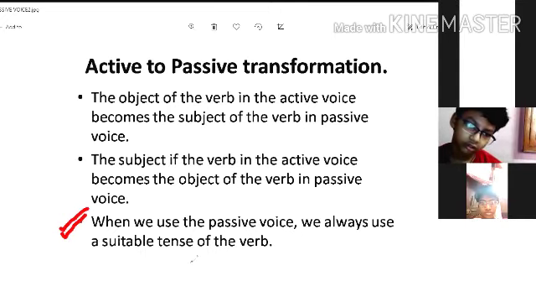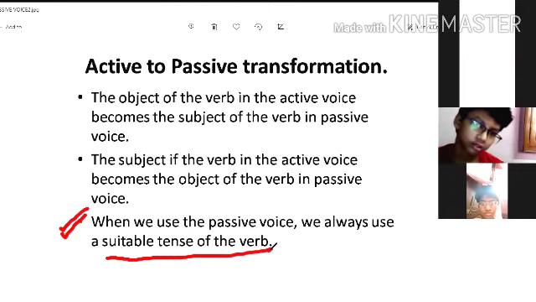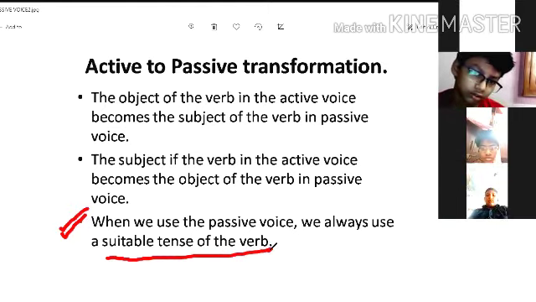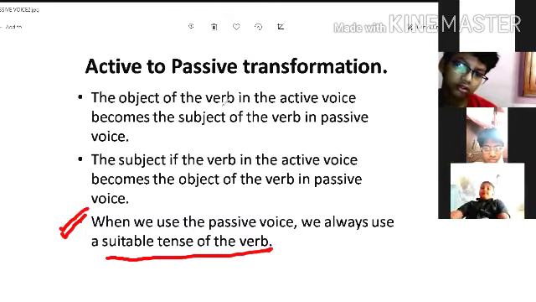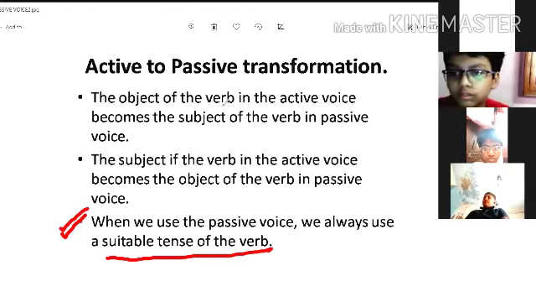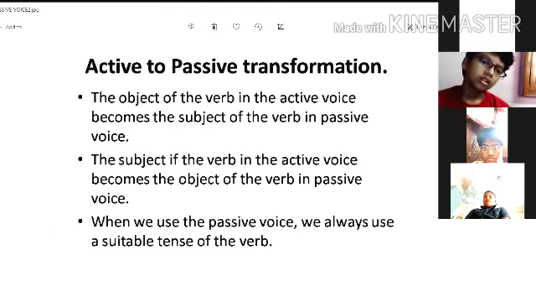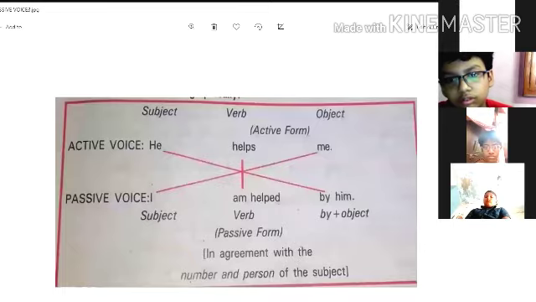When we use the passive voice, we always use a suitable tense of the verb to be, and we will be learning how to convert a particular tense in the active voice into passive. Okay, so this is what today's learning is based upon. So today we'll only be doing the conversion from active to passive. So let us look into it. Whatever I have told you till now, all the rules, we can represent graphically as you can see on your screen. Okay.